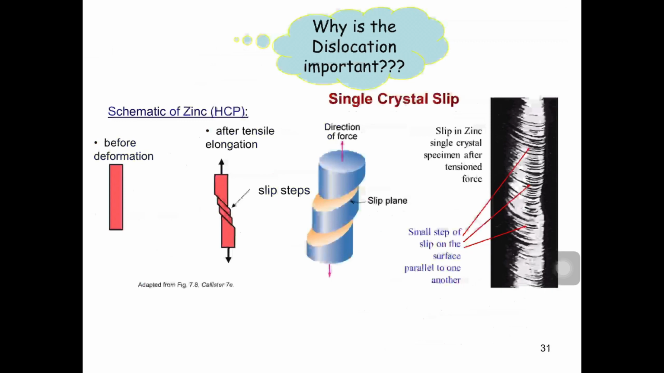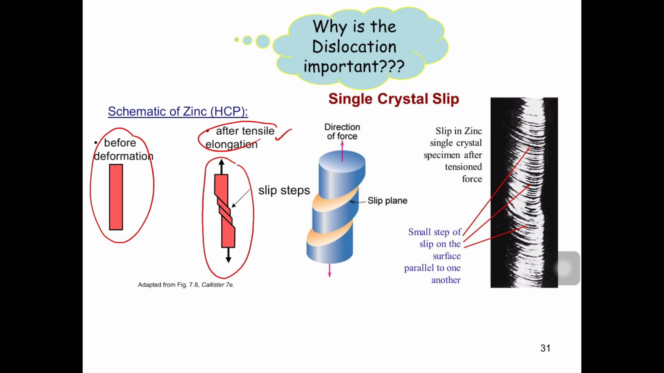Okay, this one is a schematic of zinc HCP, hexagonal close pack. Remember that we already discussed it in the last chapter. This one is the original, before deformation. This one we do the tensile test. They form slips, and then they elongate the material. To do the tensile test, the force is up and down. Okay, they have a slip plane.